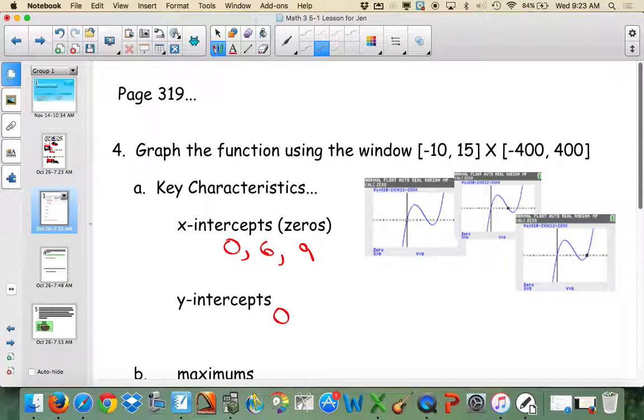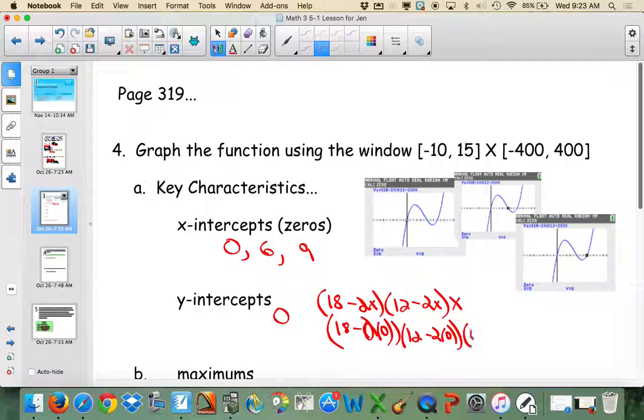We would have just taken that function, and you find y-intercepts by letting x equal 0, right? So remember our function was 18 minus 2x times 12 minus 2x times x, and I would just plug in 0 everywhere that I saw an x. 18 minus 2 times 0, 12 minus 2 times 0, times 0, and it doesn't really matter what I get in these parentheses because I'm going to have 0 times stuff, and 0 times anything is 0, so that just shows that it has to be this one.